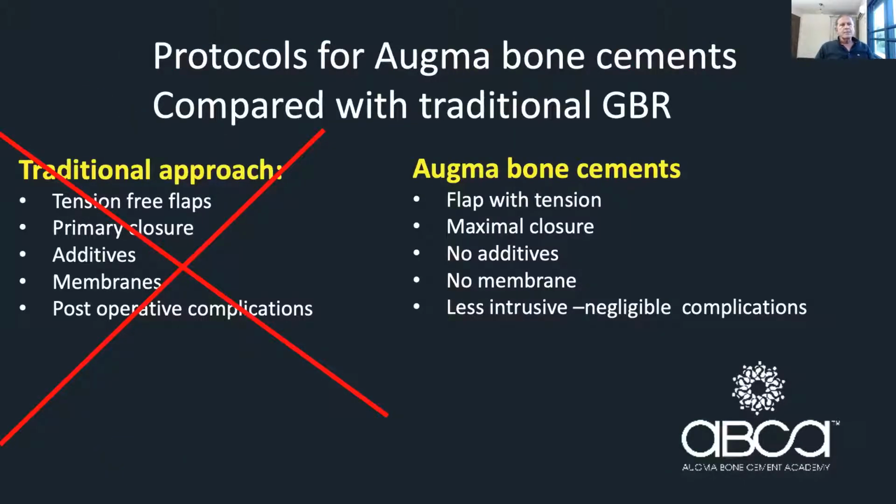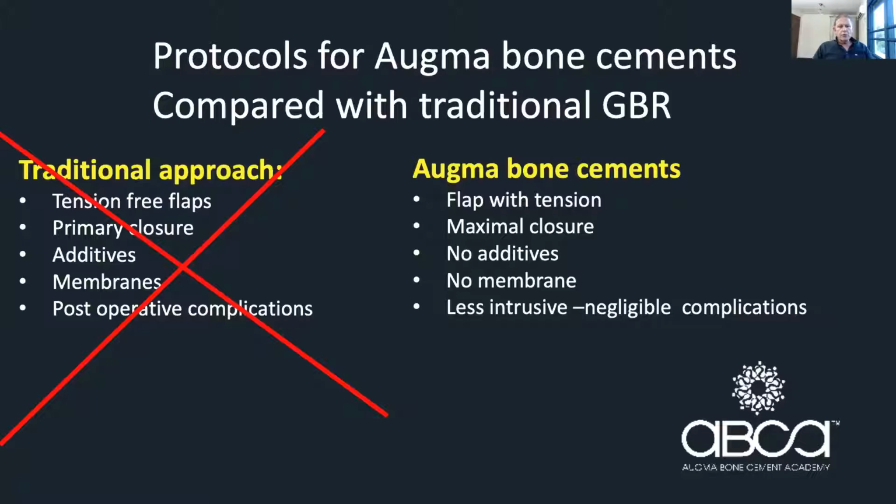So if we summarize it, we can see that with the traditional approach, tension-free is required. However, with bone cement, the flap should be with tension and not tension-free, which means that we reflect the minimum flap and we stretch it. We don't do any periosteal releasing incision. With traditional grafting, primary closure is obligatory. Here with bone cement, the minimal closure is completely fine, which means that 3 millimeters of graft exposure is fine, and soft tissue can migrate and bridge the gap. So primary closure is not mandatory.